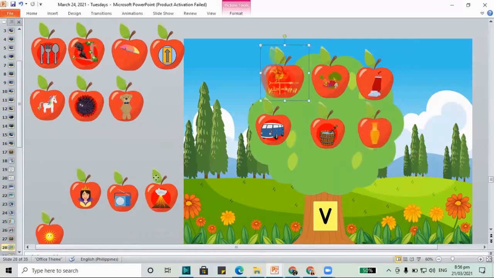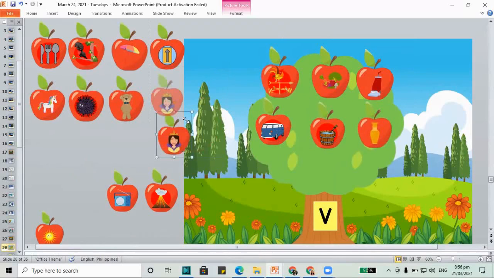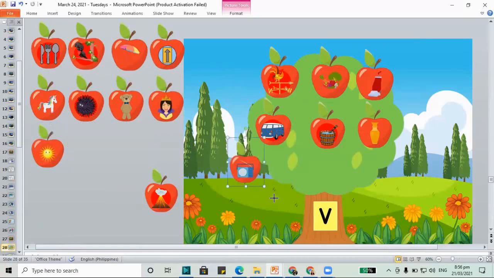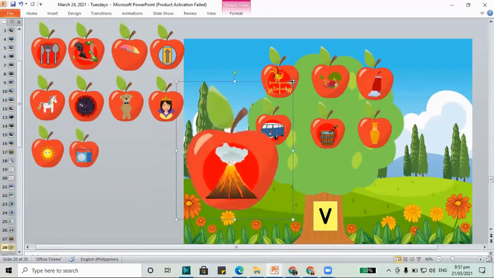How about for the queen? Do we put queen in letter V? No, queen goes in the letter Q, not V. It has the Q sound. How about sun? Do we put sun in letter V? No, sun doesn't go in V. How about the radio? Do we put the radio in V? No, radio goes in the letter R. And how about volcano? Volcano for letter V. Yes, volcano begins with the letter V.